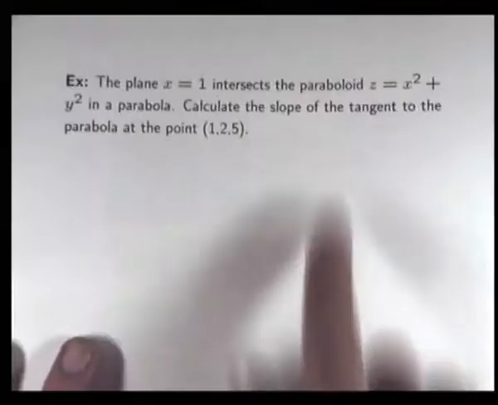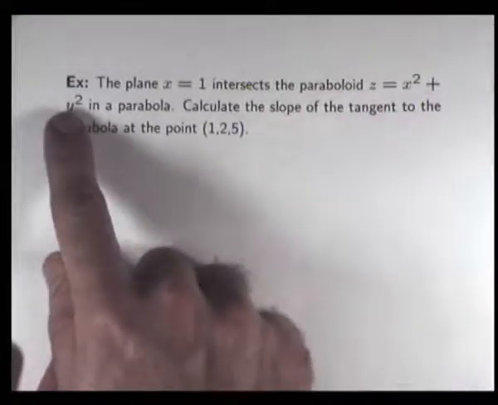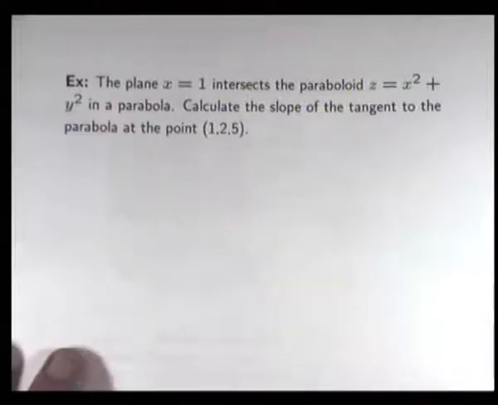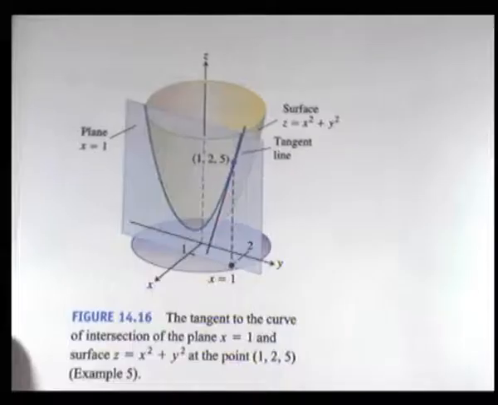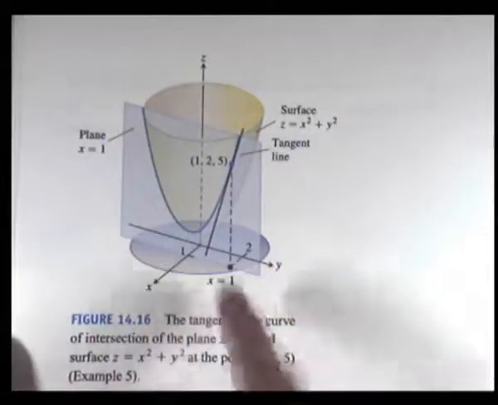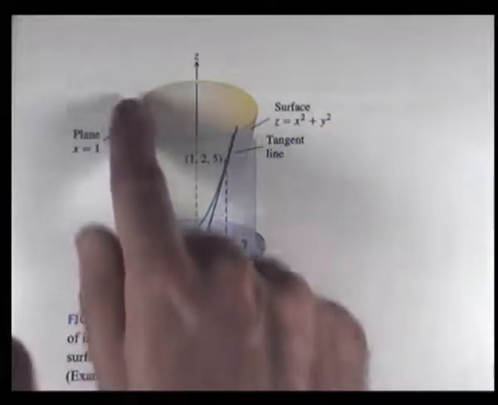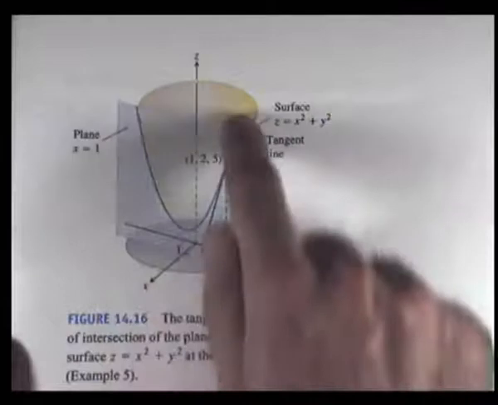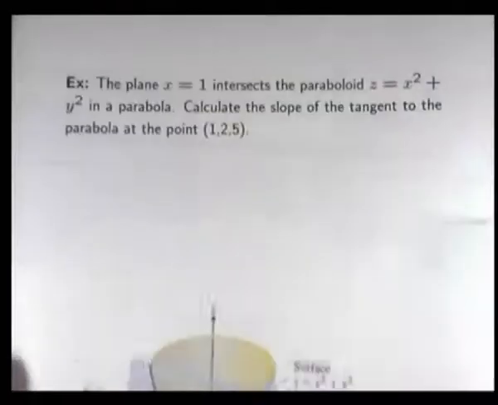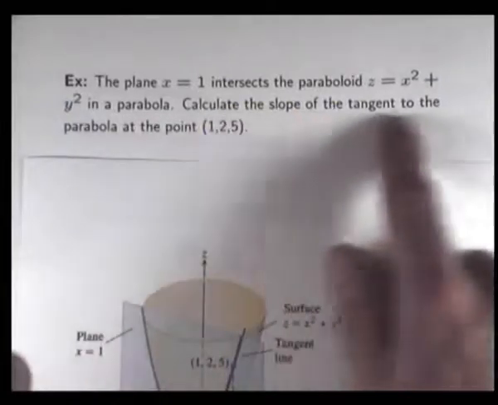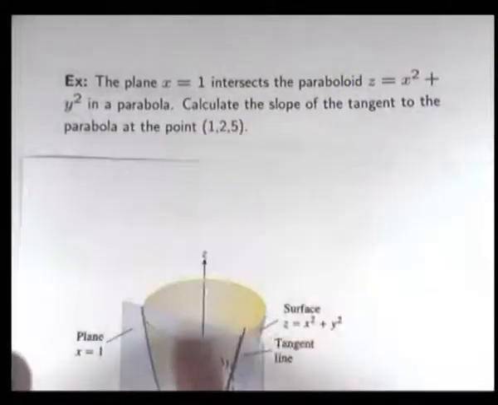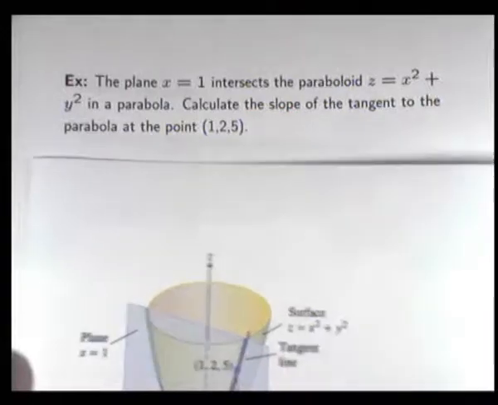Okay, so here's an interesting example. Suppose we've got a surface that is a paraboloid. Now let's think about the plane x equals 1 that intersects that paraboloid. So here's a little picture of what's going on. The yellow surface is the paraboloid, and then you've got this blue plane, the plane x equals 1, and there's an intersection that is a parabola. Now, the question asks you to calculate the slope of the tangent line to the parabola at the point 1, 2, 5.